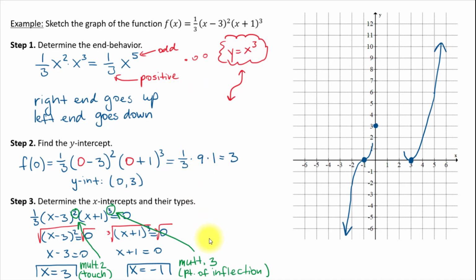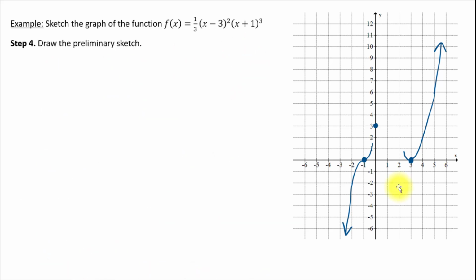These are the main 3 steps where we determine the key features of the graph. In step 4, we're going to try to draw the preliminary sketch of the graph. We already have this portion. Now we need to connect that with the y-intercept. So obviously the line goes up. And I see that I need to connect these two pieces. So it means that somewhere there should be a turning point for this graph. But I don't know where it is, so for now I'll just make a rough sketch.